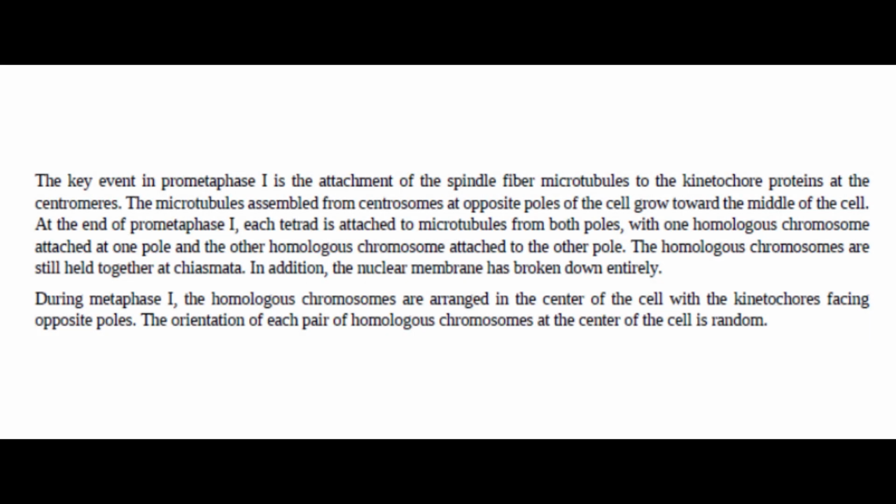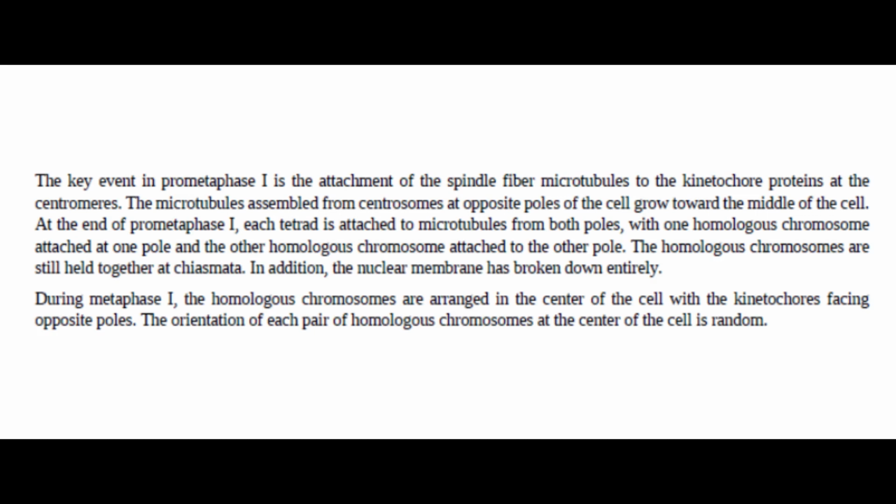The key event in prometaphase I is the attachment of the spindle fiber microtubules to the kinetochore proteins at the centromeres. The microtubules, assembled from centrosomes at opposite poles of the cell, grow toward the middle of the cell. At the end of prometaphase I, each tetrad is attached to microtubules from both poles, with one homologous chromosome attached at one pole and the other homologous chromosome attached to the other pole. The homologous chromosomes are still held together at chiasmata. In addition, the nuclear membrane has broken down entirely.